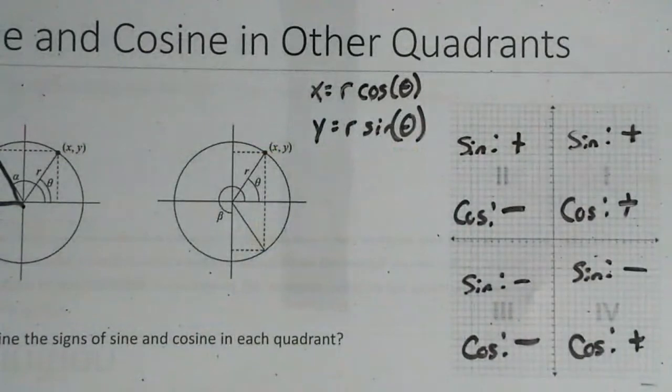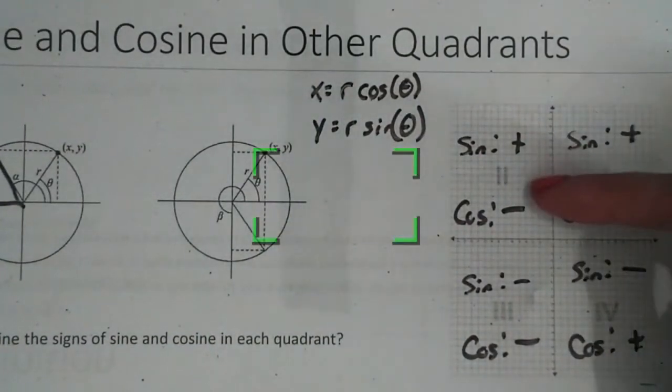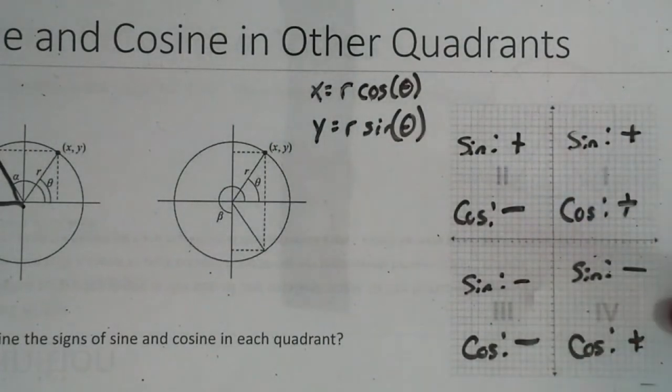So it looks like sine and cosine are both positive in quadrant 1. Sine is positive, but cosine's negative in quadrant 2. They're both negative in quadrant 3. And sine is negative, but cosine is positive in quadrant 4.